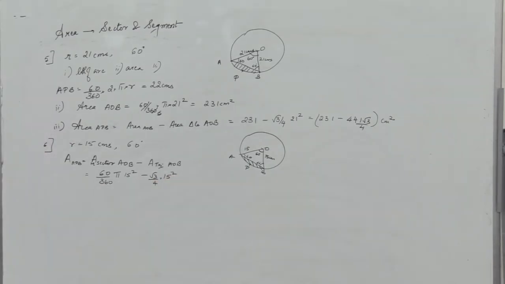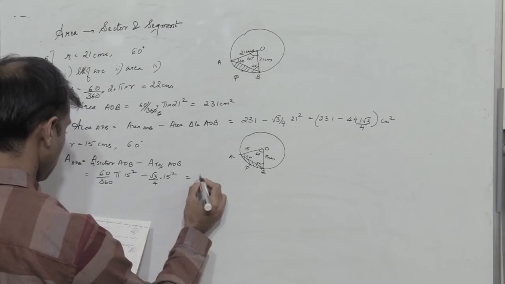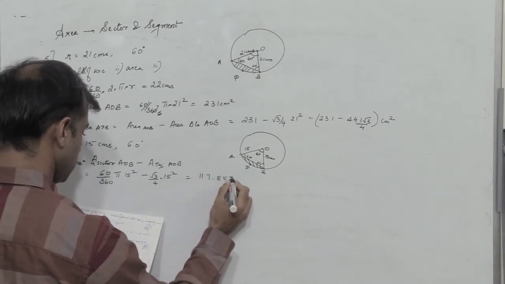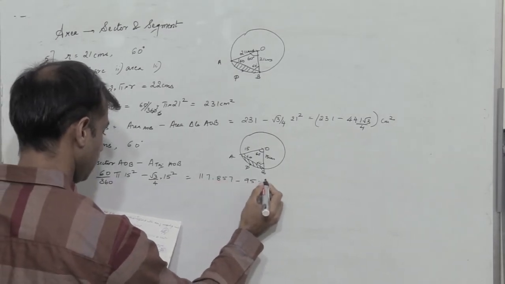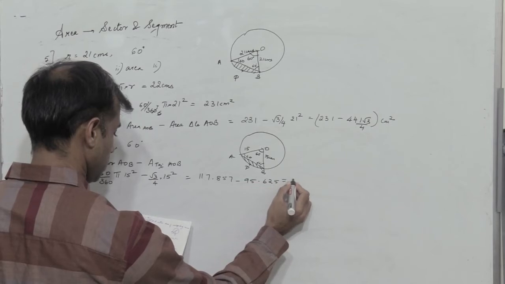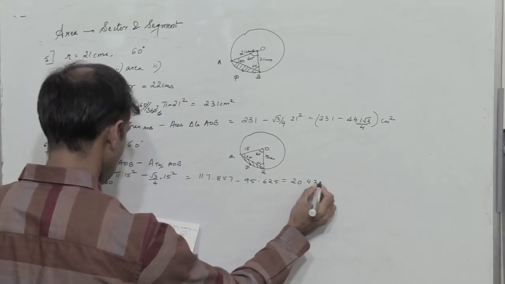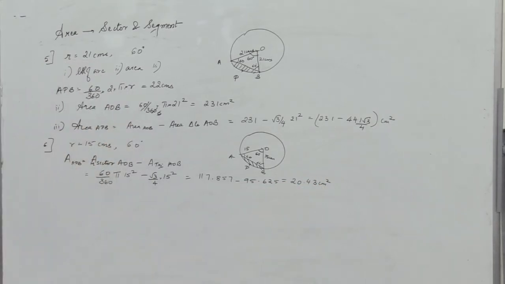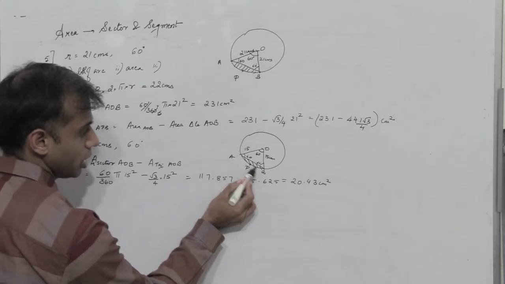So if we calculate, we get 117.857 minus 95.625, which is equal to 20.43 centimeters square. So this is the area of this shaded region.